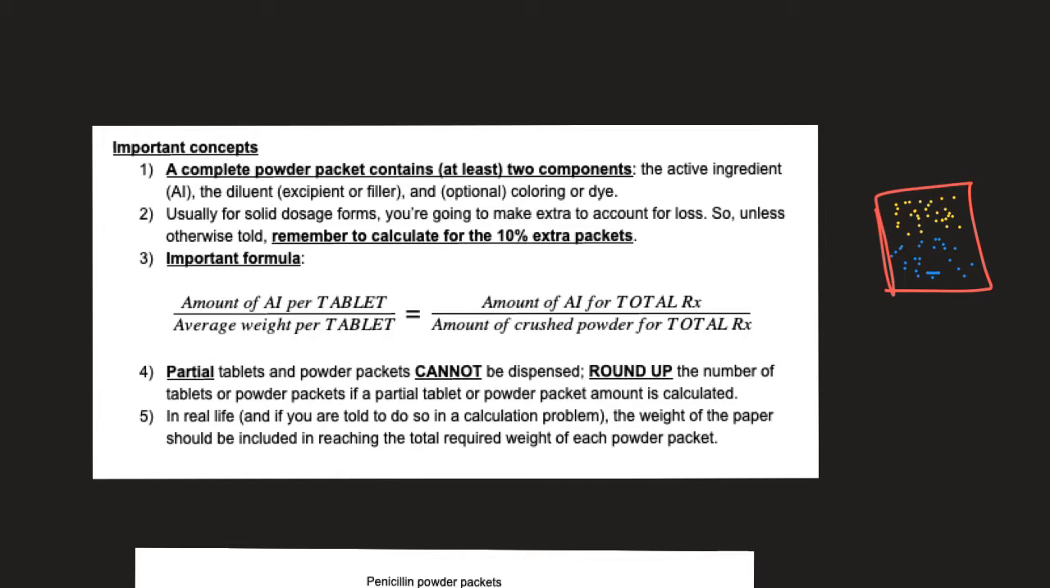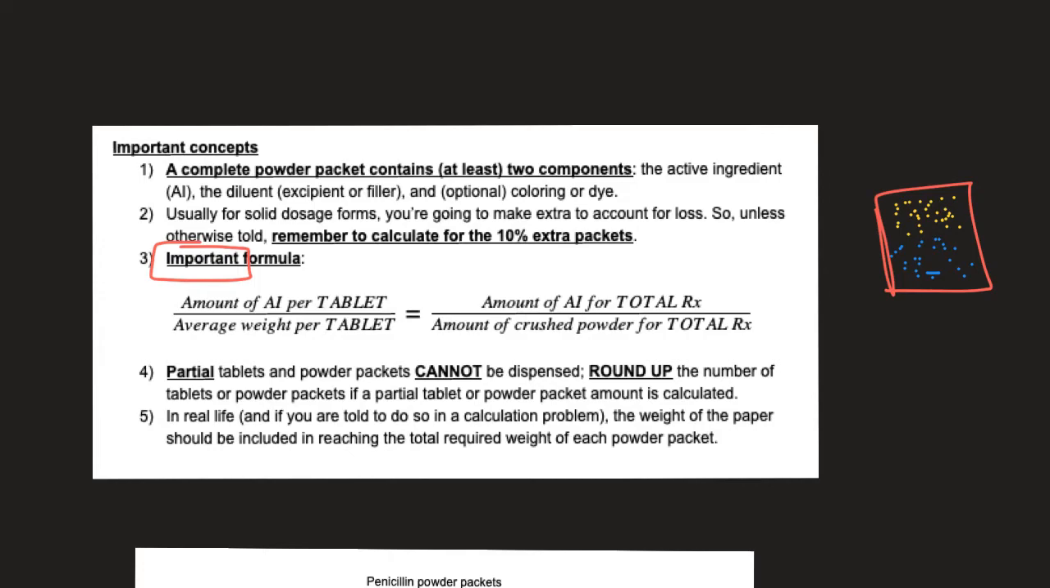So usually for solid dosage forms, concept number 2, you're going to make extra to account for loss. Unless you're otherwise told, remember to calculate for 10% extra packets to account for powder packets being incorrectly made or powder being lost. An important formula, and I'm highlighting it in red because it's important, to use for these calculations is: amount of AI per tablet divided by the average weight per tablet equals the amount of AI for the total prescription divided by the amount of crushed powder for the total prescription.